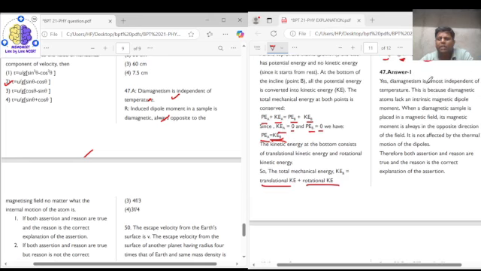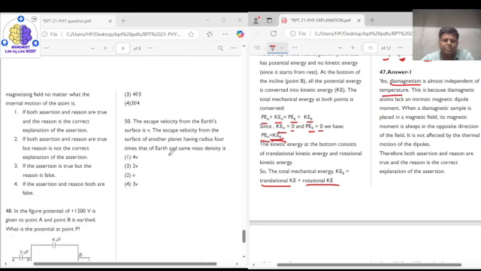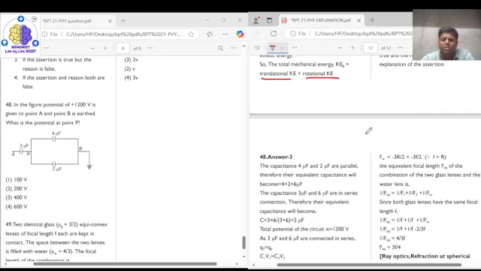Let's see what they have written. The diamagnetism is almost independent of the temperature. Yes, this we know. The diamagnetic property is independent of temperature, and this is because the diamagnetic atom lacks an intrinsic magnetic dipole moment. Now when a diamagnetic sample is placed in a magnetic field, its magnetic moment is always in the opposite direction of the field. It is not affected by the thermal motion of the dipole. Therefore, both the assertion and reason are correct. Diamagnetism is independent of temperature. You should know this. Then coming to question number 48.